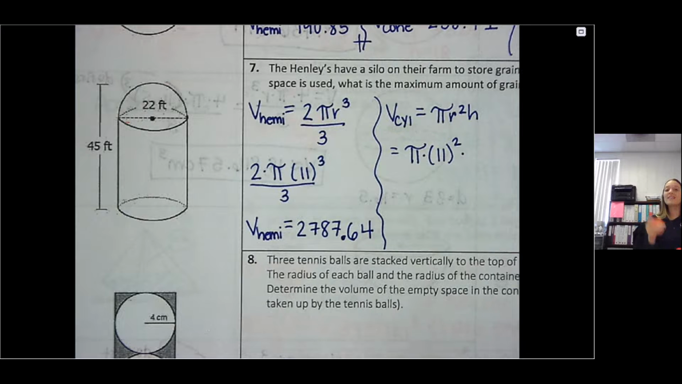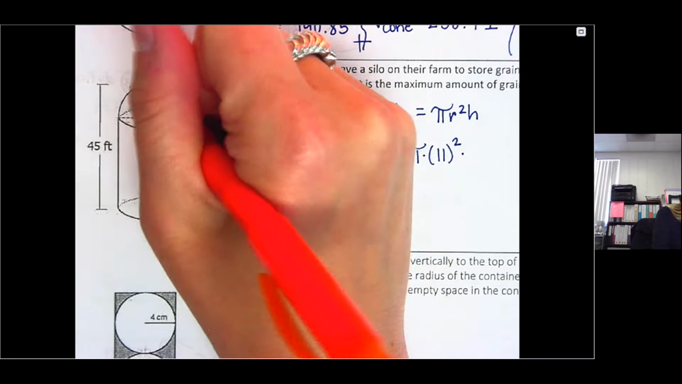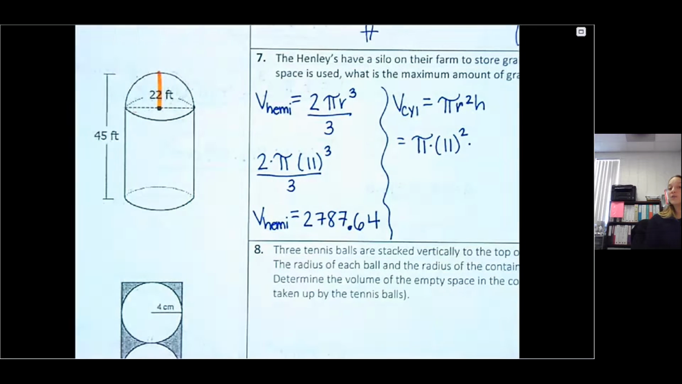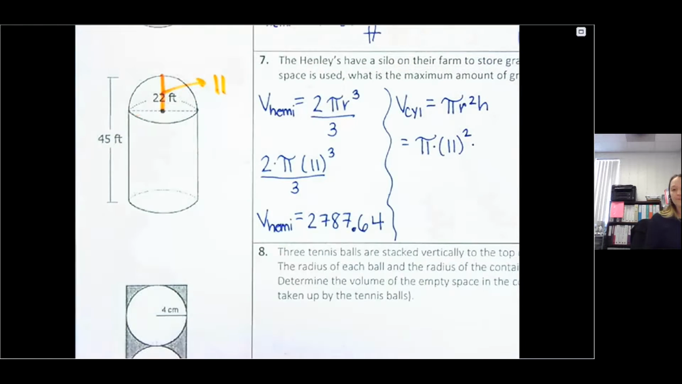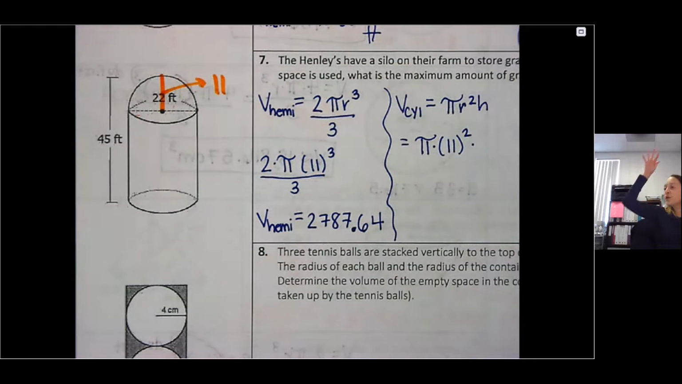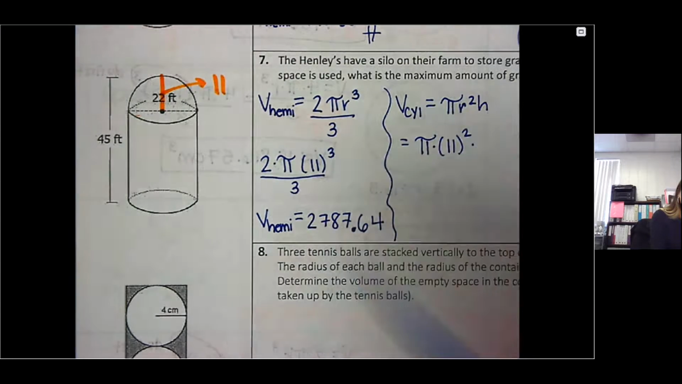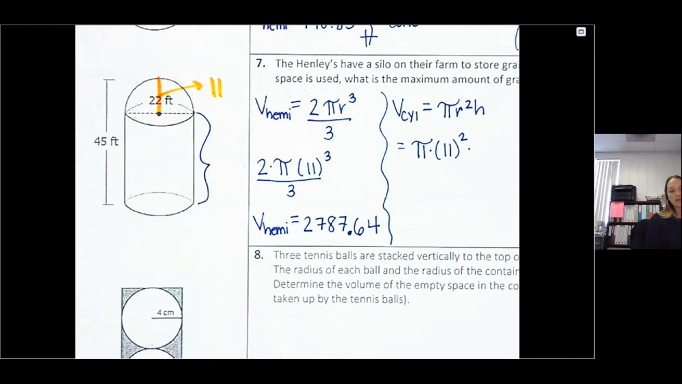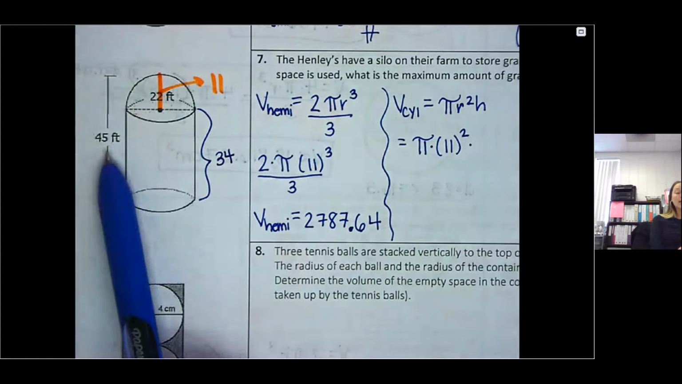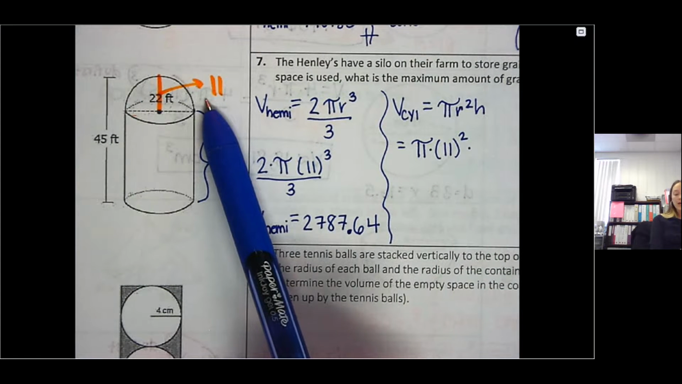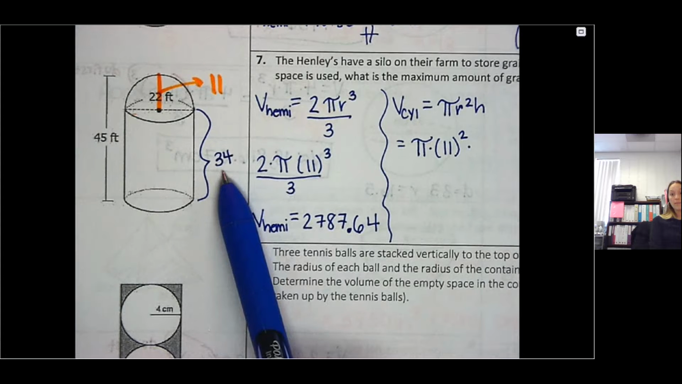Because she said if you take the radius, you just turn it. That's a radius. It's from the edge to the center. This piece is worth 11. The whole thing is worth 45. What does that mean the height of just the cylinder is? 34. We took the whole height, 45, and we subtracted the radius, 11. And that's where we get the 34 from.